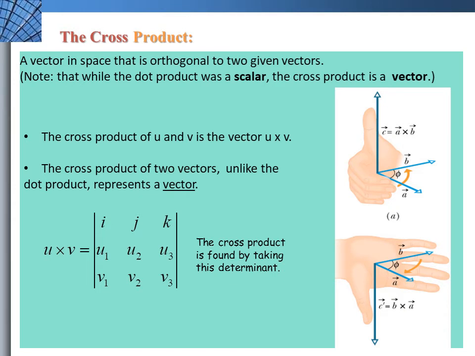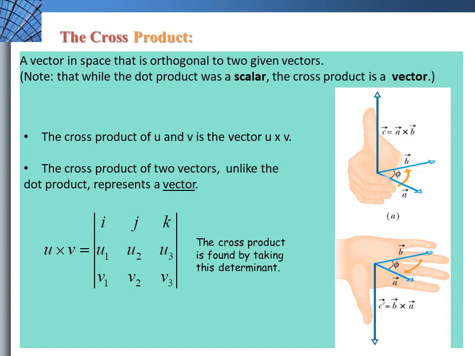The cross product: the vector in space that is orthogonal to two given vectors. Note, while the dot product is a scalar, the cross product is a vector. Last week, we studied the dot product. The dot product is a scalar, and this cross product is a vector.